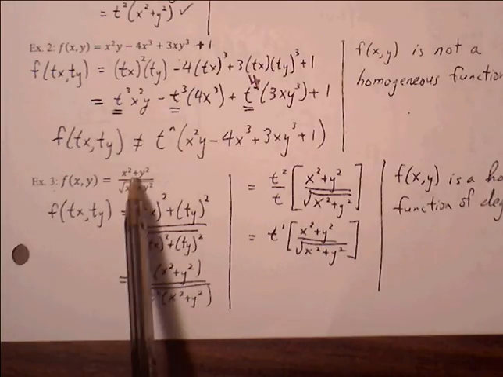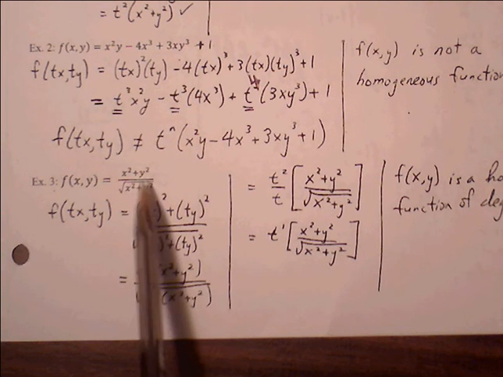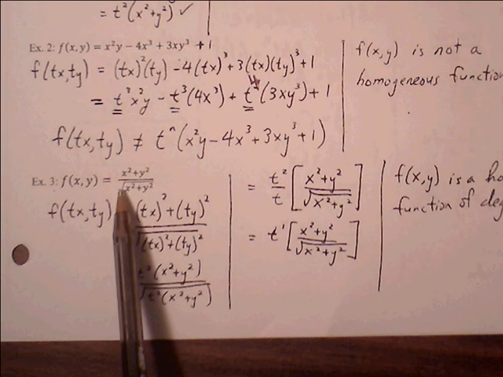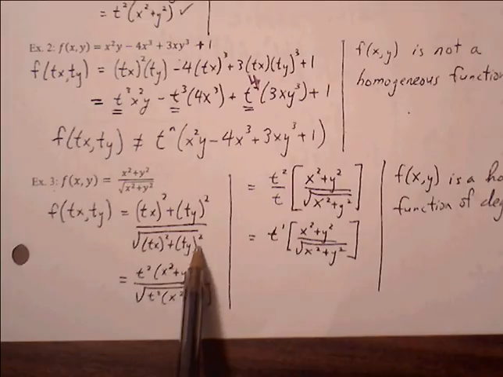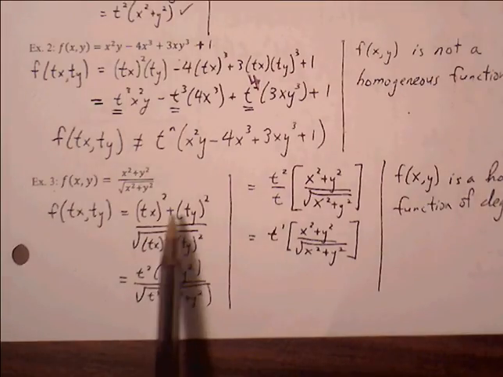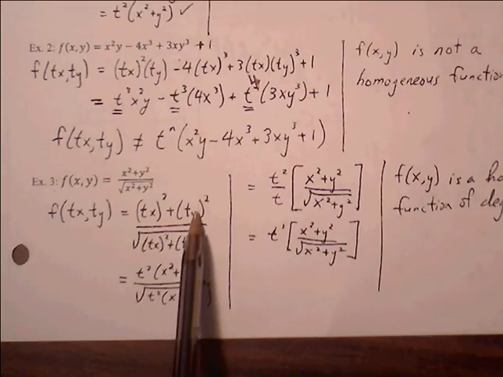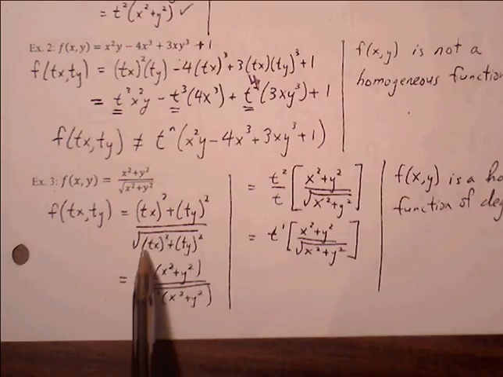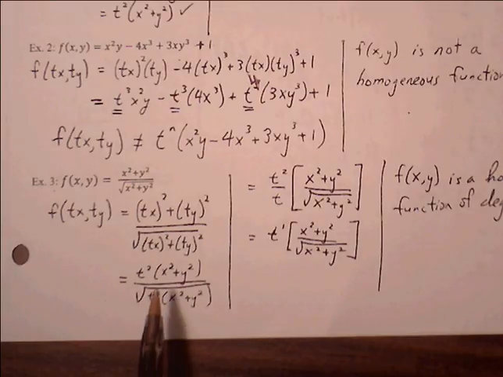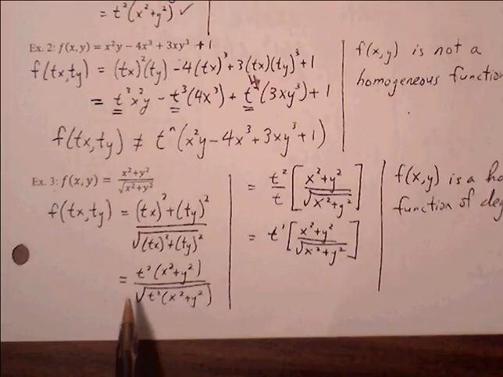So x becomes tx quantity squared, y becomes ty quantity squared, square root of tx quantity squared plus ty quantity squared. If we clean this up, we get t squared x squared plus t squared y squared. We can factor out a t squared. Here we can also factor out a t squared. Now notice that if I take the square root of t squared, it comes out as just t.